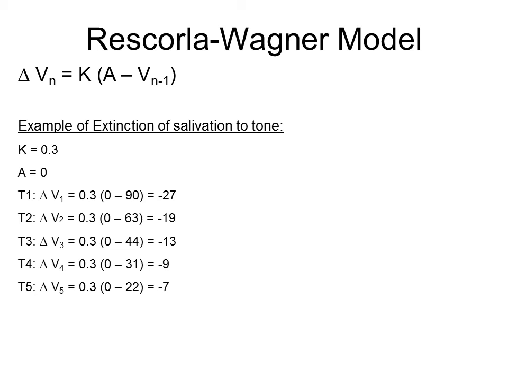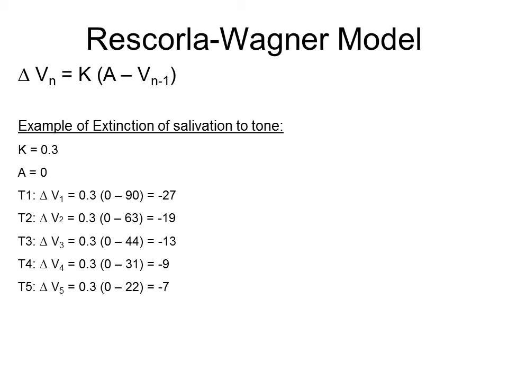Now again, take a look at the change of conditioning as it occurs at each trial. Trial 1, we lost 27 associative units. On trial 2, we lost 19 associative units. On trial 3, we lost 13 associative units. And so the change in conditioning is becoming less on every trial. Again, the element of surprise is operating to make predictions about what's happening in conditioning.